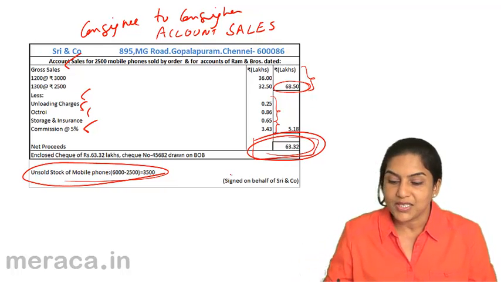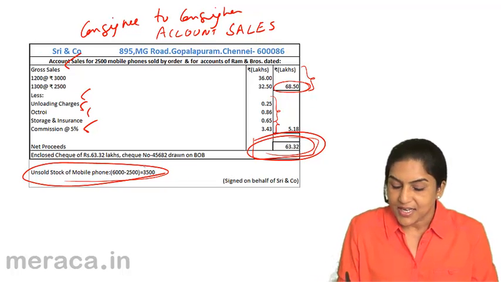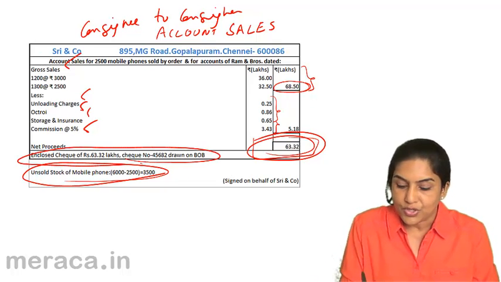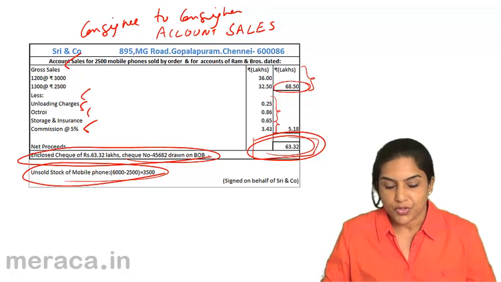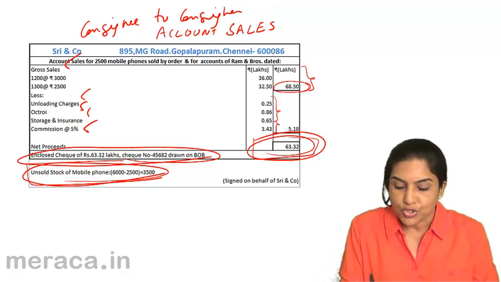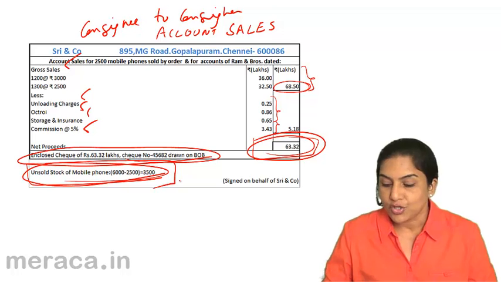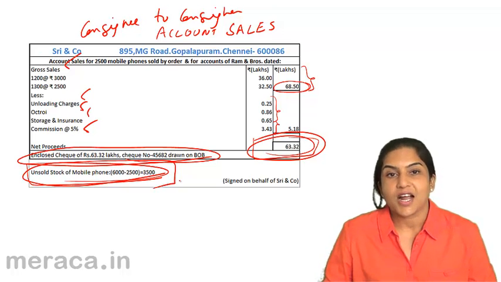Maybe along with this account sales, a check would also be enclosed containing this balance amount. Detail of the unsold stock of inventory is also mentioned in this account sales.